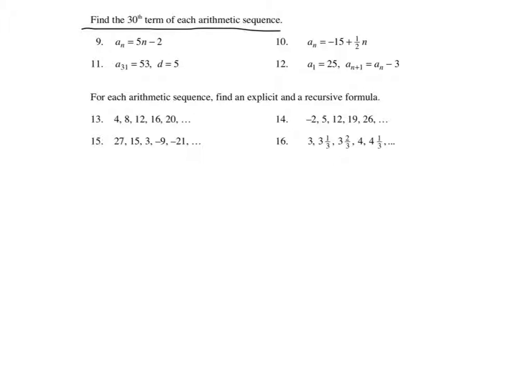Remember, for this one, n is going to equal 30. So make sure that you're plugging in 30 for the 30th term. Now, for numbers 13 to 16, you're going to write both the explicit and the recursive form for these. Always look at what the difference is. What is the common difference? What is the initial? Using these two pieces of information, you'll be able to write out the explicit and recursive form.